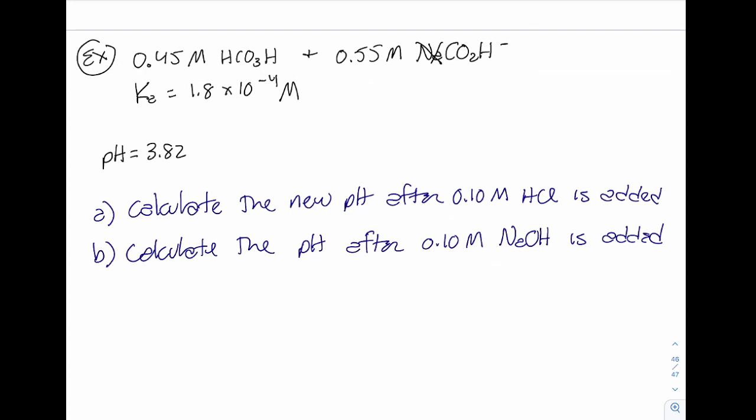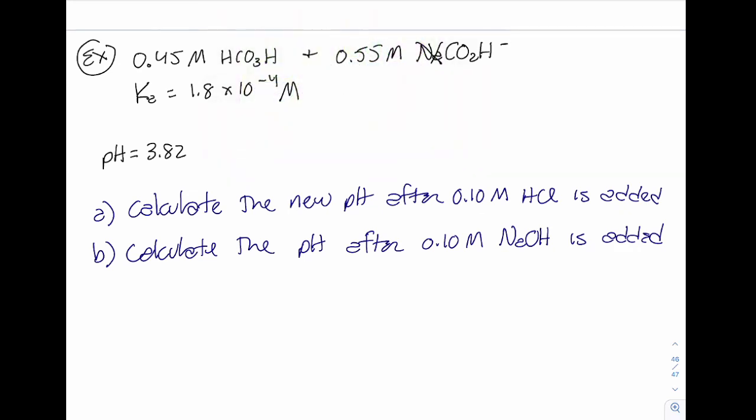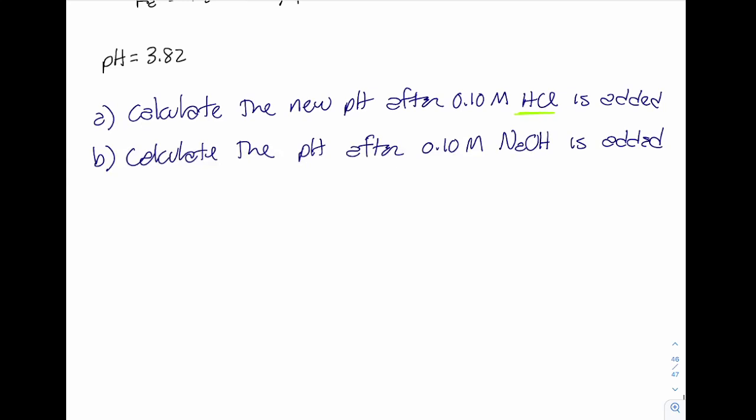So the first thing we need to do is write our neutralization reaction when we do this. So remember, when I add an acid, which is what I'm doing in this first one, so we'll do part A here first, that acid reacts with the base component of the buffer. And in the previous video, I had us write those neutralization reactions. So that's the first thing we're going to do here. So part A, we're going to first write the neutralization reaction.